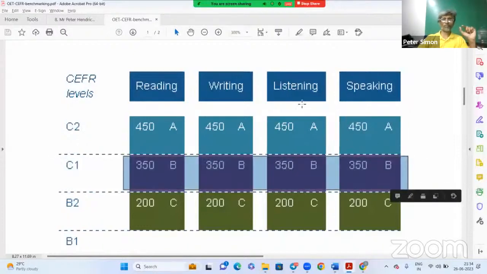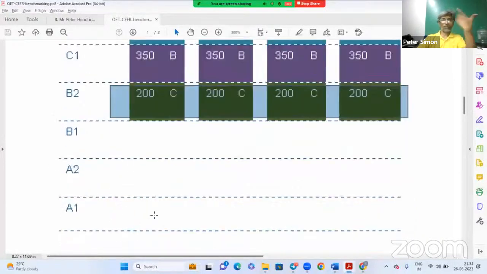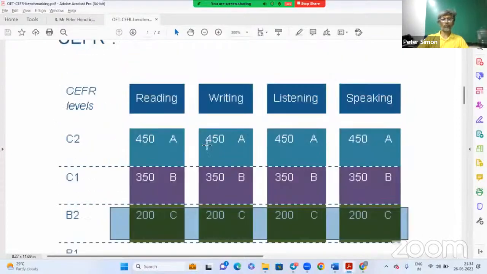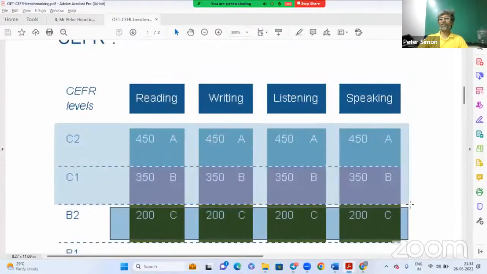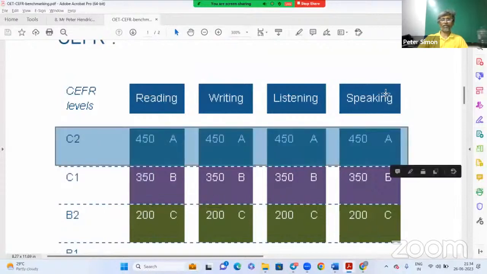So try to understand this. I'll tell you what is CEFR afterwards. Then if you are using B2 vocabulary, you will get only 200 plus. This is the minimum score. 450 above you will get, and this is 350 above you will get. This is 200 above you will get. So B1, A2, A1 or down. So try to use C1 and C2 vocabulary as far as possible. If you use C1, you will get B grade. If you use C2, you will get A grade. So in all the four skills, vocabulary plays a prominent role.